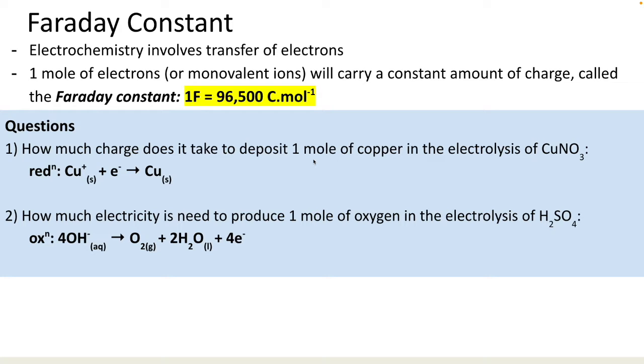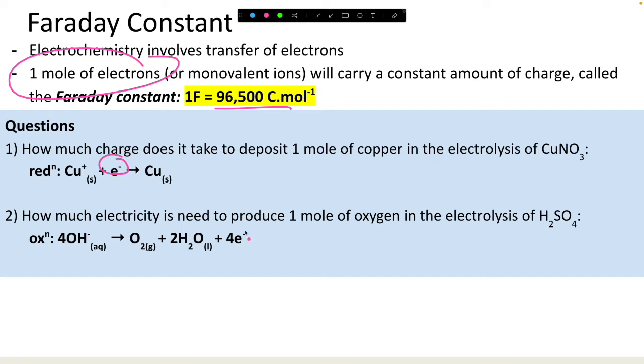So for example, here are 2 questions. You might want to pause now and have a look. How much charge does it take to deposit 1 mole of copper in the electrolysis of copper nitrate? How much electricity is needed to produce 1 mole of oxygen in the electrolysis of sulfuric acid? So have a think about what we've been talking about. 1 mole of electrons carrying so much charge. Consider how many electrons are in the equation.